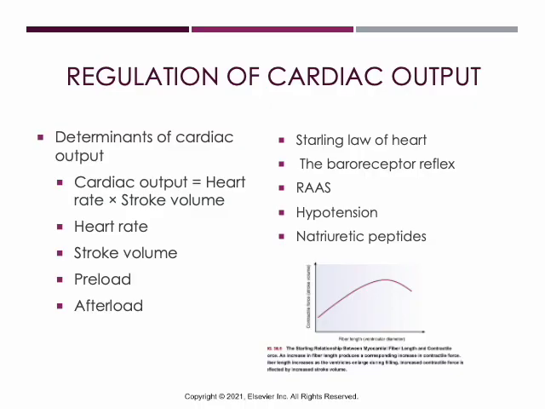Make sure that you spend time going over these key terms regarding cardiac output and the components that contribute to the amount of cardiac output in our body. So, reviewing the equation of cardiac output equaling your heart rate times your stroke volume, understanding what regulates heart rate, stroke volume, preload, afterload, review Starling's law, the baroreceptor reflex, your RAS system, think about hypotension and natriuretic peptide. So in conjunction with pathophysiology, you want to be able to define this terminology.